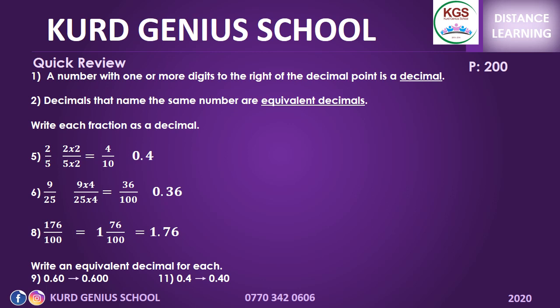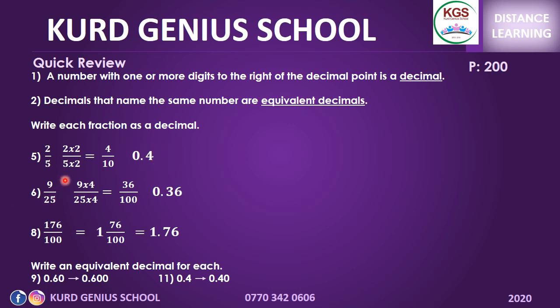Write each fraction as a decimal. Number 5, 2/5. We have to change that 5 to 10. Remember, I told you that by using equivalent fractions. So 5 multiplied by 2 is 10. 2 times 2 is 4. 5 times 2 is 10. Now we have 4/10. It's very easy to change 4/10 to a decimal. We have 0 in the whole number part and we have 4/10 in the fractional part.